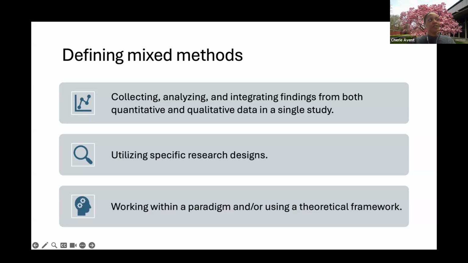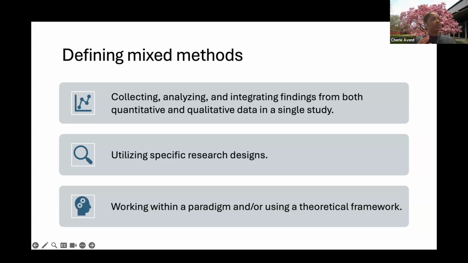Second is utilizing a specific research design. In mixed methods research, there tend to be some key research designs that researchers and evaluators draw upon. Those being a convergent or concurrent mixed methods design, a nested design, an exploratory design, or an explanatory design.